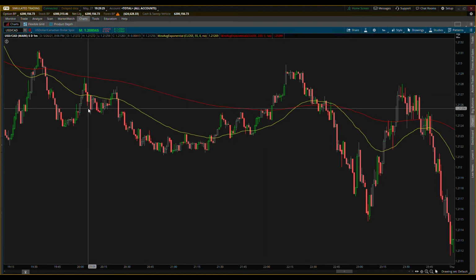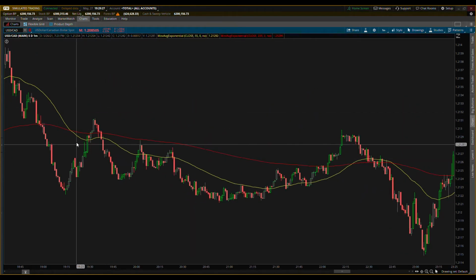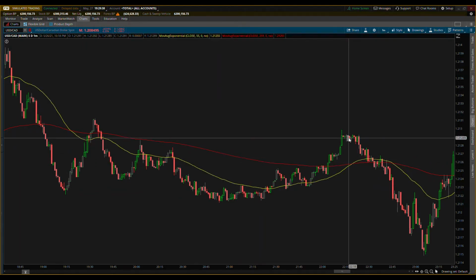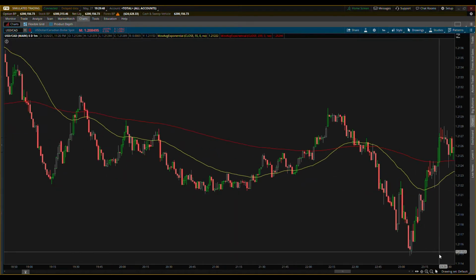However, right here, in this first demonstration, there are huge faults. We had the cross right here, but price was actually way down here at 21.25. By the time we had the up cross here, price was way up here at 21.29. So we just lost 4 pips. We're on a 1 minute time frame, so that's not too big of a deal, but it still has its faults.